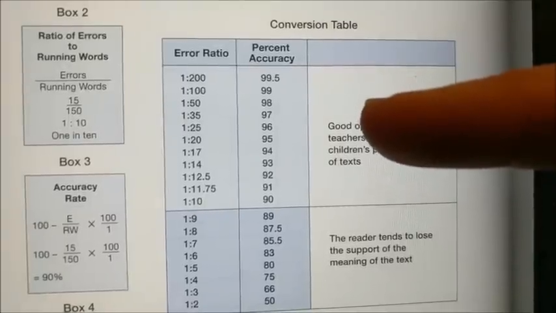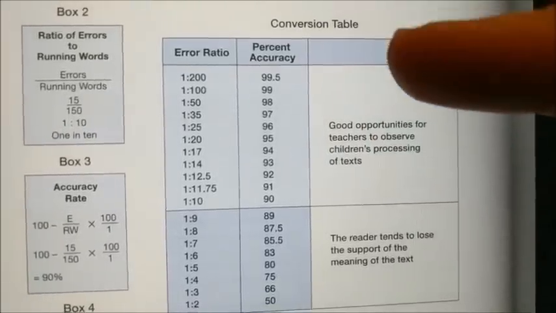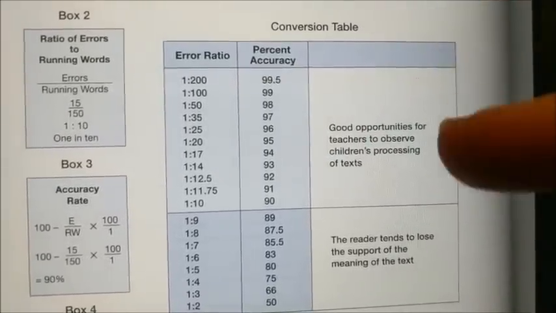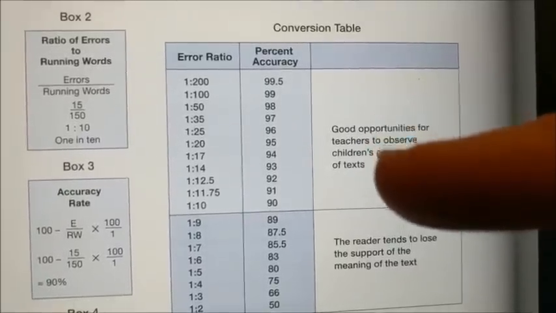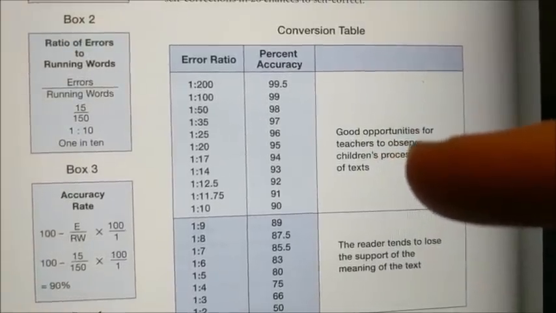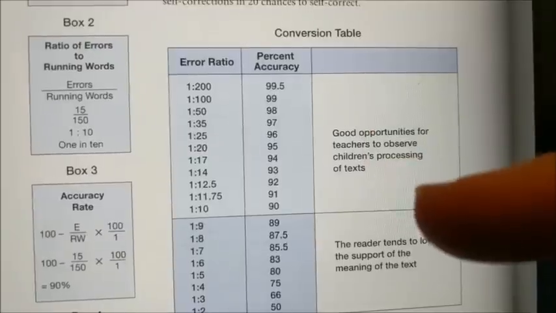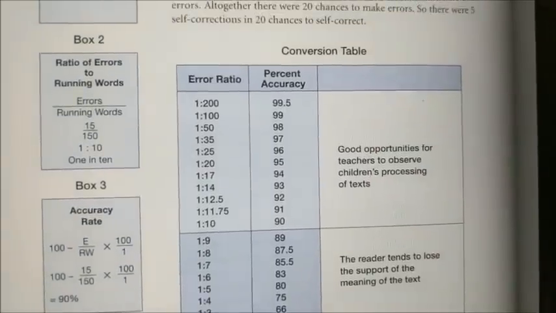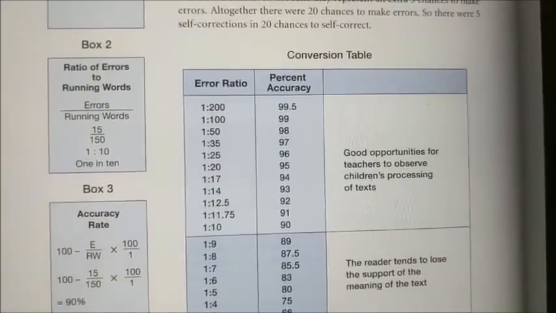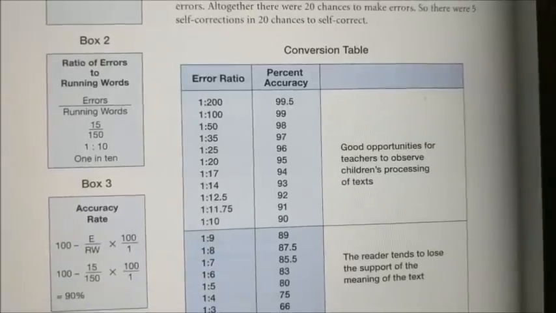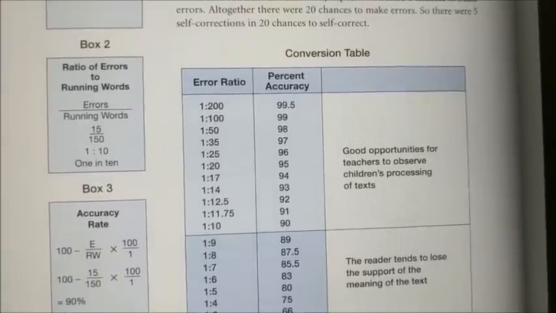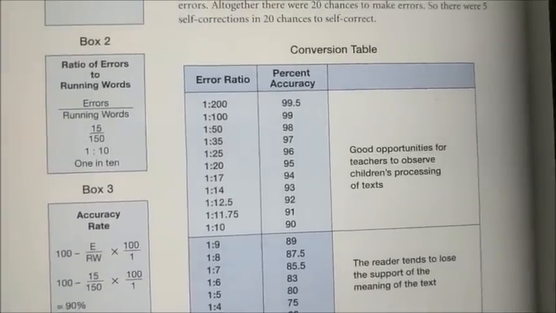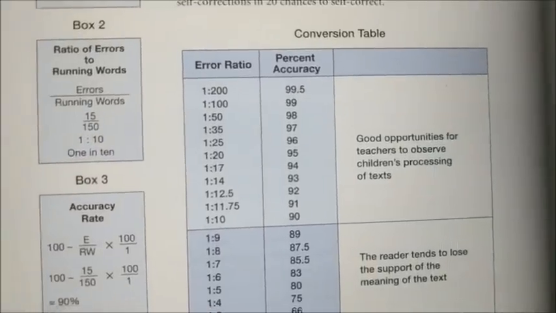So really anything above 95% means that it's an easy text and they should be moving up. The 94, 95%, maybe 93, depending on the text, that's your instructional level. So that's where they're at. You're going to keep them at that level because that's where they're working their best to be able to gain new information. Anything lower than 93 is becoming too hard.